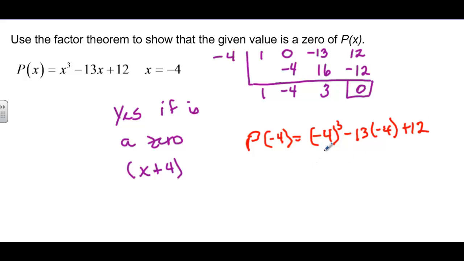And when you do that, negative 4 cubed is negative 64. Negative 13 times negative 4 is plus 52, and then plus our 12. 52 plus 12 is 64, minus 64 is going to be 0. You have x equals negative 4 is a 0.